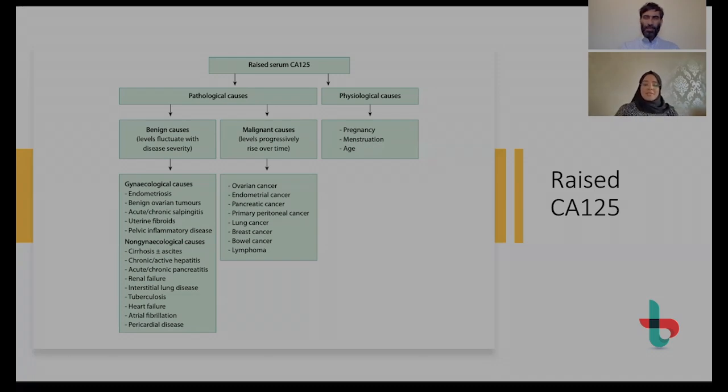And also in the non-gynecological causes, a lot of the conditions that are listed, they cause systemic inflammation, but also conditions where we see fluid overload, such as in heart failure, liver failure, and renal failure. We also see a rise in CA125. And again, we will go on to explain why we see that.